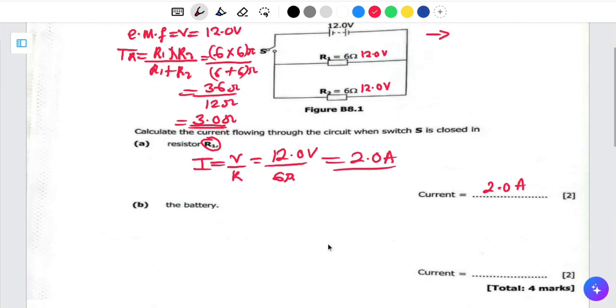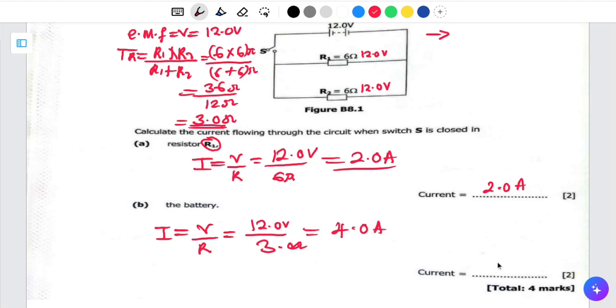Then we are calculating the current of the battery. For this, we need to combine these two. We need to find the total resistance, which we have already found, and then find the current. The current is equal to the voltage divided by the total resistance. The voltage is 12.0 divided by the total resistance, which in this case is 3 ohms. When I divide, I'm going to get 4.0 amps. So that is our final answer for this one.